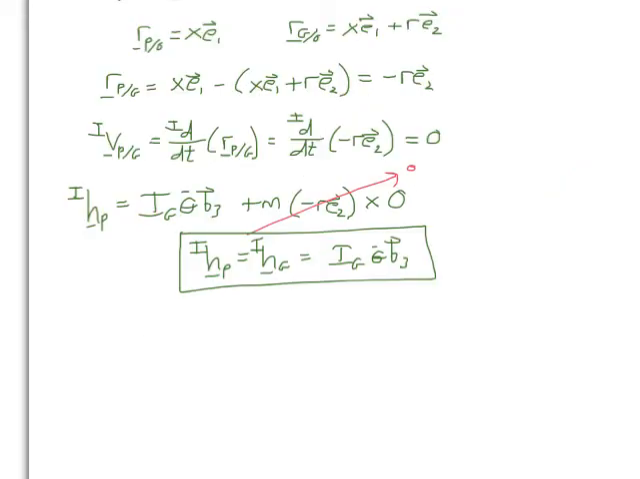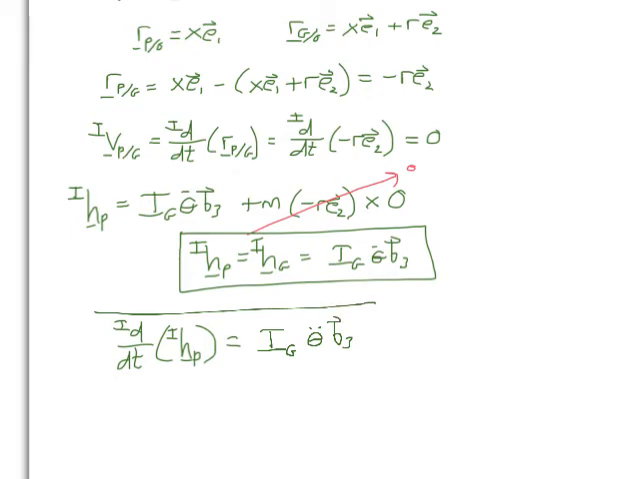So then to finish out the left-hand side, we have the time derivative of the angular momentum about point P. We're finding the time derivative of this expression, which has a scalar multiplied times theta dot. And so this is the moment of inertia about the center of mass, theta double dot, in the B3 direction. And so here's our entire left-hand side. And now we're ready to work the right-hand side.